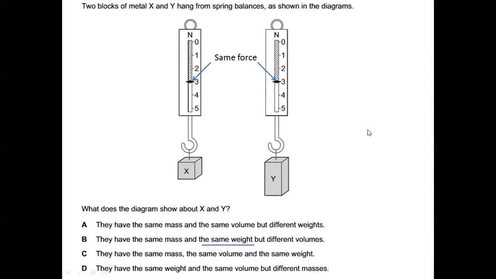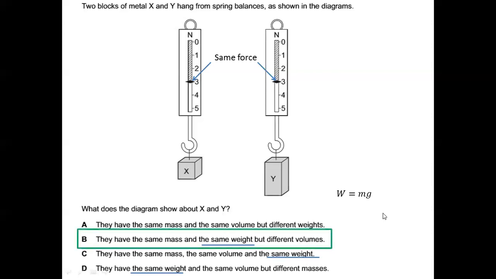Among the choices, only letters B, C, and D mention the same weight. But if you look at letters C and D, they mention the same volume, which is not the case. Looking at letter B, it says that they have the same mass, which is true. Why? Because weight is equal to mass times gravity. Both X and Y experience the same gravity, and since their weights are the same, that means their masses are the same. And obviously, their volumes are different. So that means the answer is letter B.